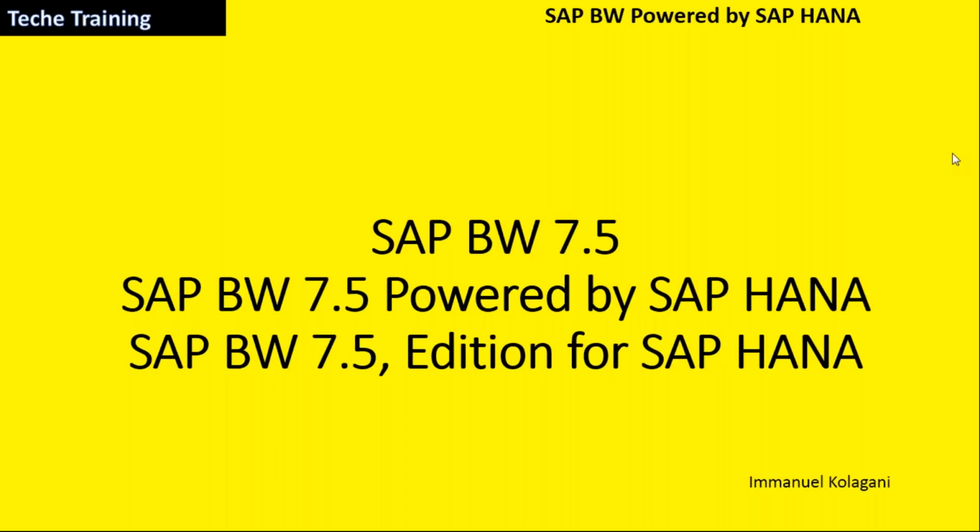Now this demonstration is about the latest version of BW, which is the SAP BW 7.5, and also with a combination of BW 7.5 with the underlying database, which is SAP HANA. We will also be looking at the BW 7.5 edition for SAP HANA, which is the Eclipse edition, which we'll be working on in the SAP HANA Studio.